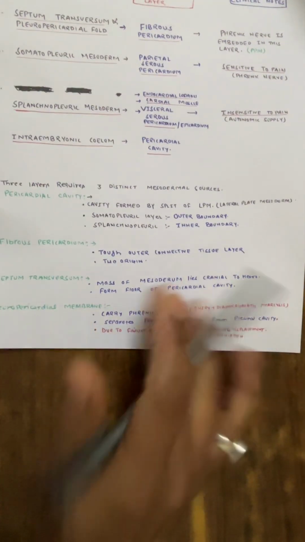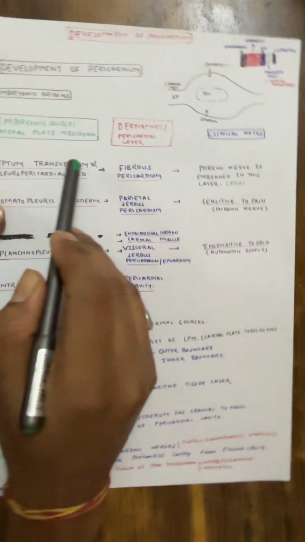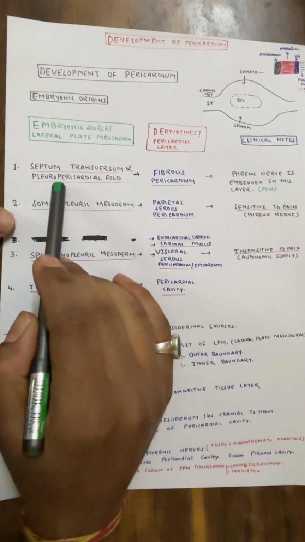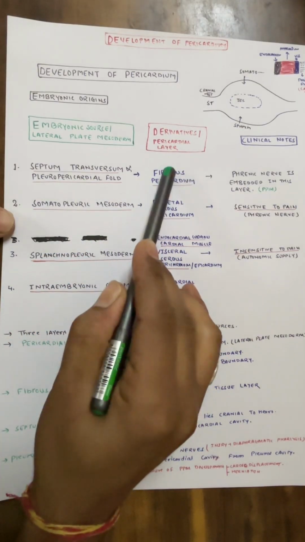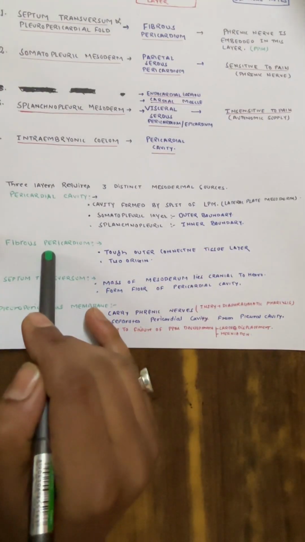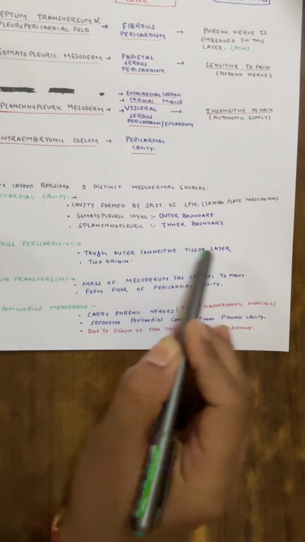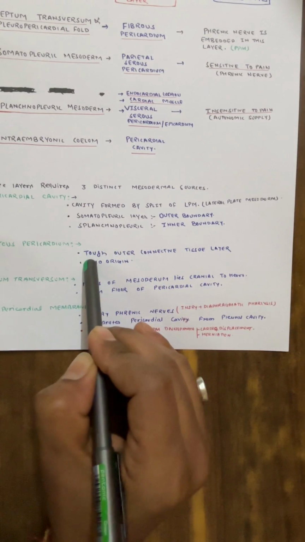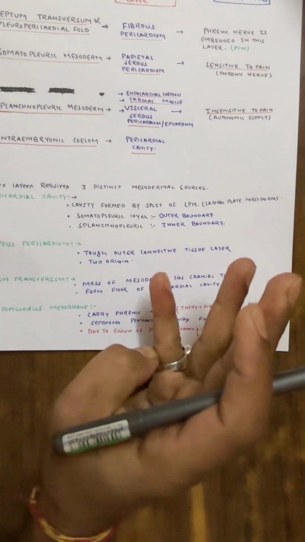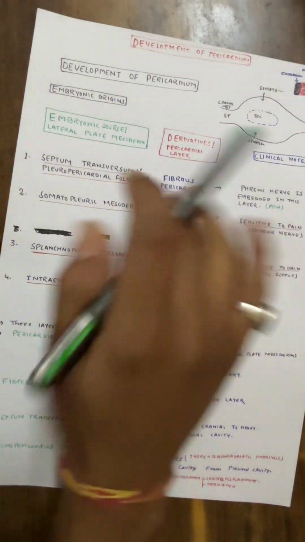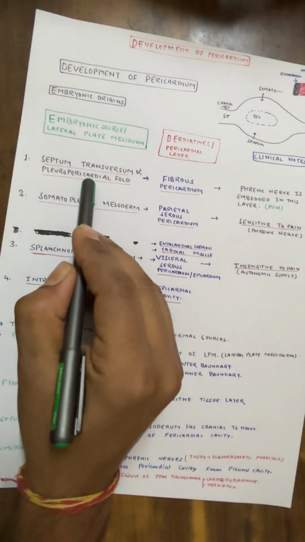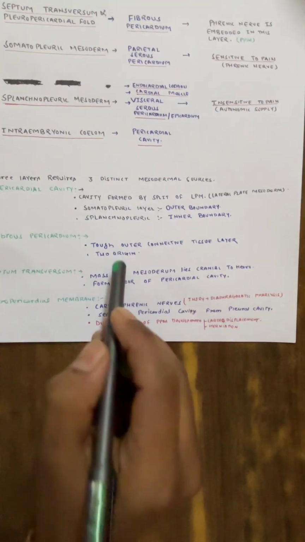So this pericardial cavity is formed by the split of the lateral plate mesoderm, and it has two boundaries, outer and inner. Now talking about the fibrous pericardium, which is formed from the septum transversum and the pleuropericardial fold. So this fibrous pericardium is the top outer connective tissue layer, and it has two origins: one is the septum transversum and the other is the pleuropericardial fold. That's why we call it a two origin.